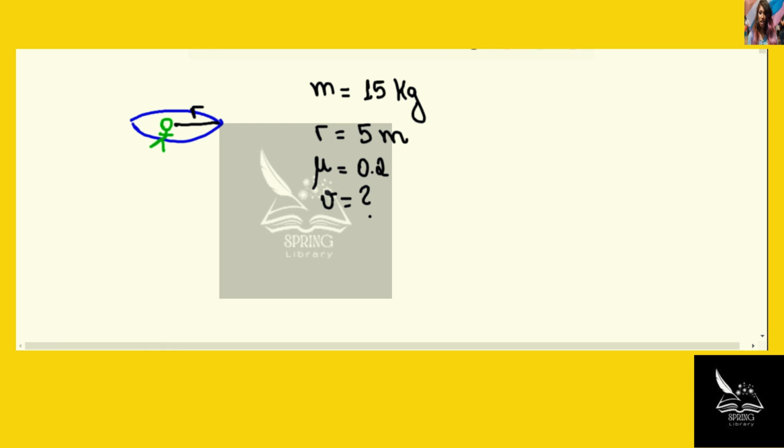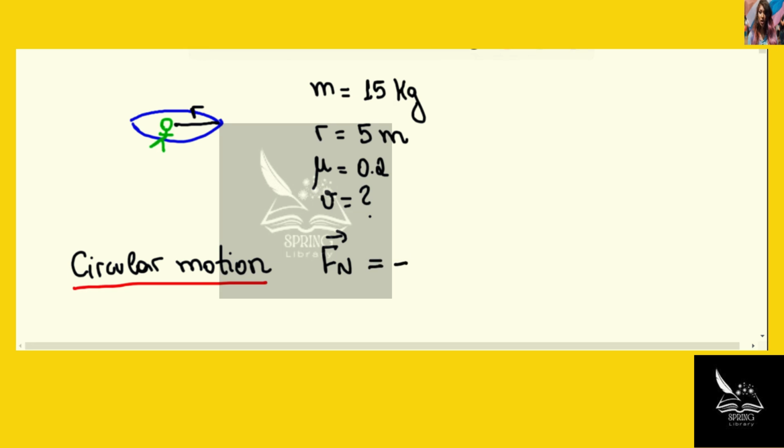Okay, so what we need in order to solve this exercise is to remember how we deal with circular motion. So remember that the net force that acts on an object that's rotating is equal to minus mv squared over r in the radial direction.